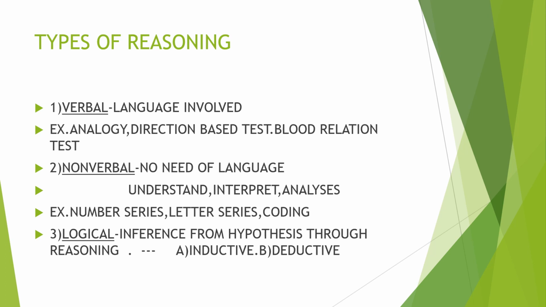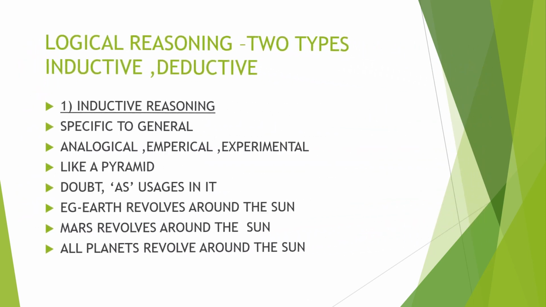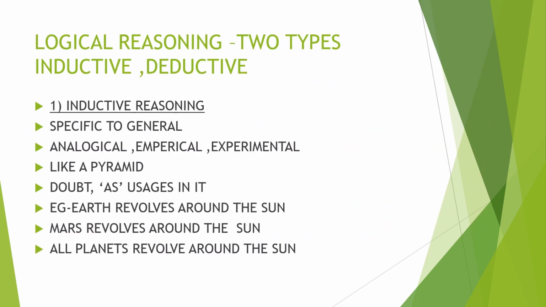Next is logical reasoning. Logical, we know, is inference from the hypothesis through reasoning. We have to go through everything that is given, and we will reach some kind of answer. That is known as logical reasoning. It is of two types, inductive and deductive. I know you know about all these things. Still, I am just revising it because here also we need some kind of inductive reasoning.